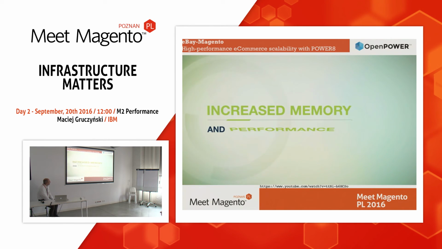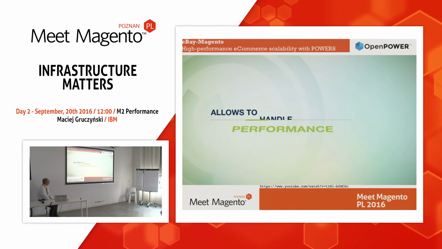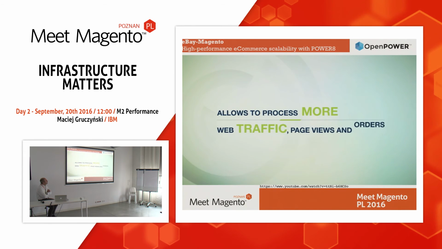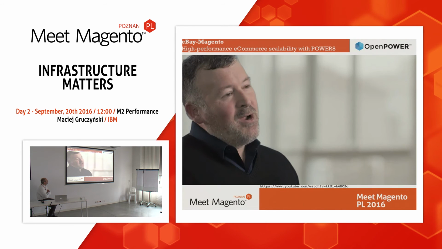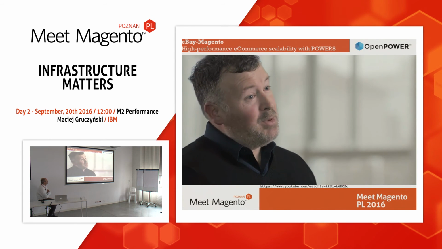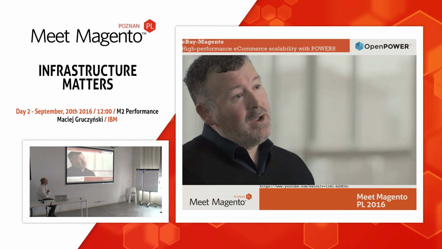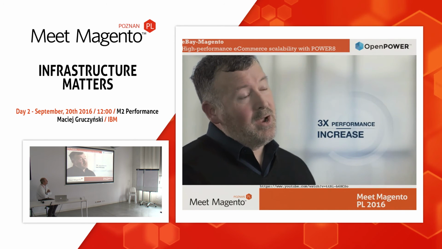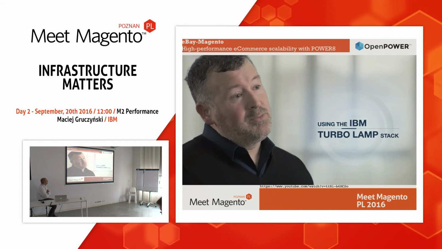The ability of Power 8 in terms of more memory utilization, in terms of higher peak loads, is absolutely going to help solve Magento 1 and Magento 2 performance and scalability issues by allowing us to handle higher workloads on the storefront in terms of page views, in terms of traffic, and higher workloads in terms of our checkout, in terms of the number of orders that we receive per hour and per second. With Power 8, one thing we can say is that our independent testing has proven that the Power 8 architecture can deliver a 2.5 to 3x performance improvement over similarly priced Intel architectures using the IBM Turbo LAMP stack.